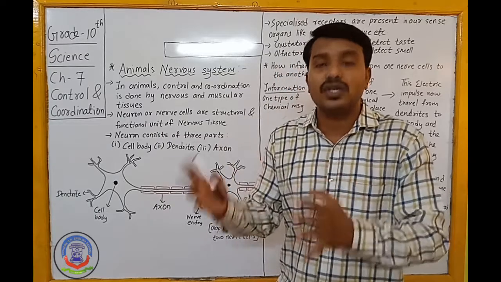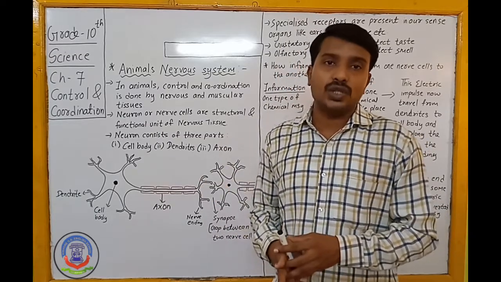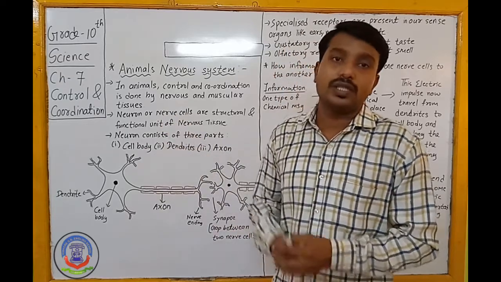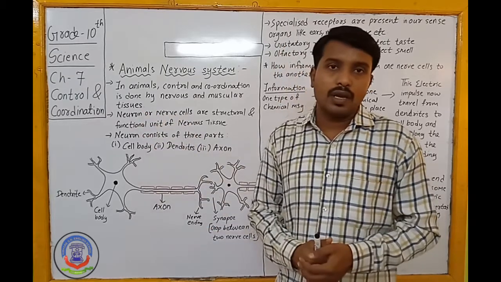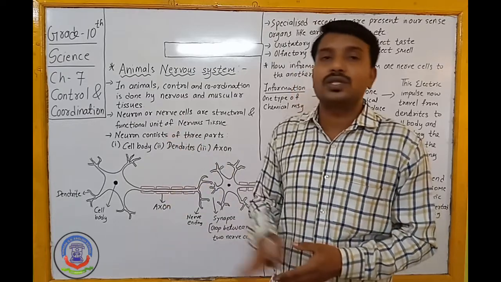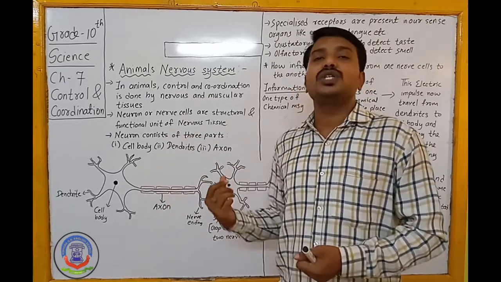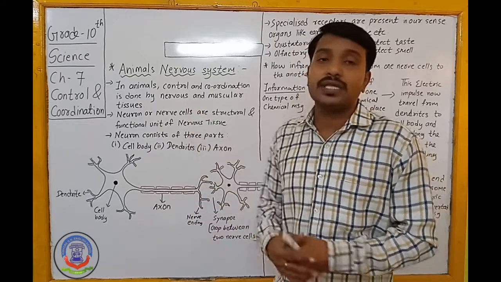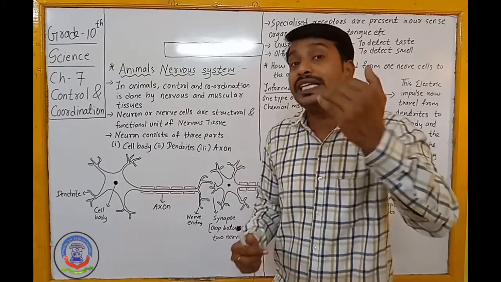Whatever function is done by the nervous tissue is done by means of these nerve cells only, which are also known as neurons. You learned about this in your lower standard, 9th standard, but in 10th standard, chapter 7, we are going to learn it in detail.